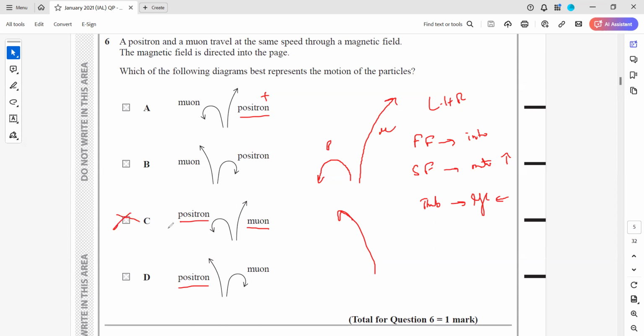So C should be the right answer. Because they have the same speed, the momentum depends on the mass. The heavy one will have a greater momentum, so it will deviate less, with less deflection and a greater radius of curvature. And the positron, because it is lighter, will have a smaller momentum. As a result, it will show greater deflection.